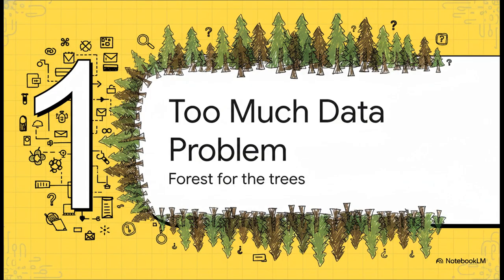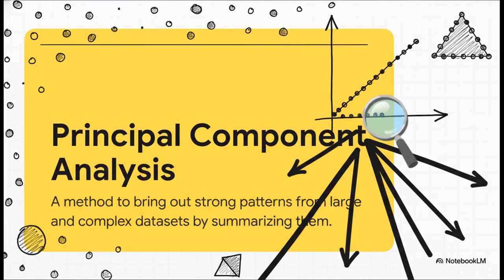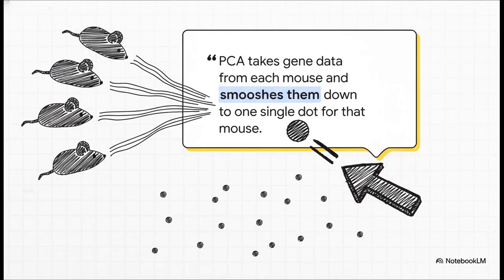Okay, so let's start with that first big hurdle, the too much data problem. This is a classic saying, you literally can't see the forest for the trees. And in the age of big data, this is a challenge that scientists and analysts face every single day. Well, this is exactly where PCA comes in to save the day. At its heart, PCA is just a method for cutting through all that noise. Its job is to find the really strong, important patterns that are hidden in huge, complicated data sets by, well, summarizing them.